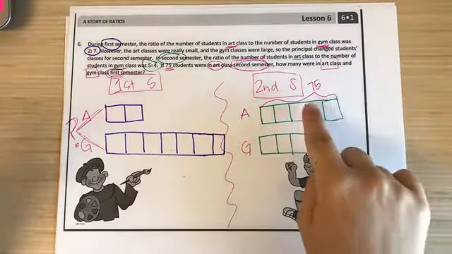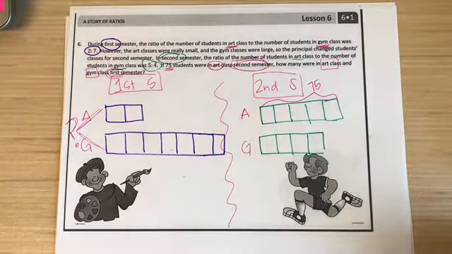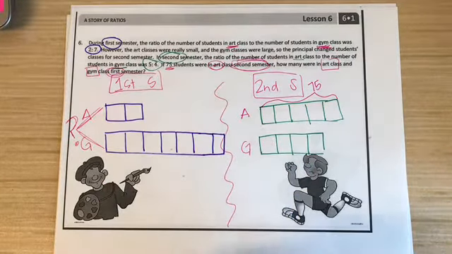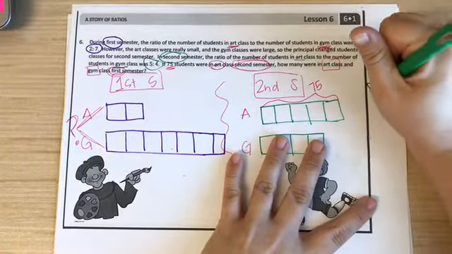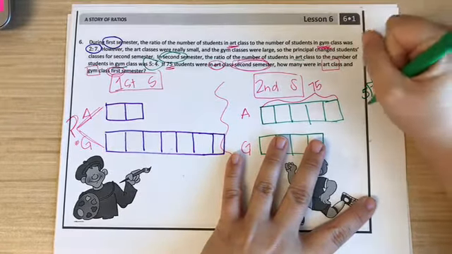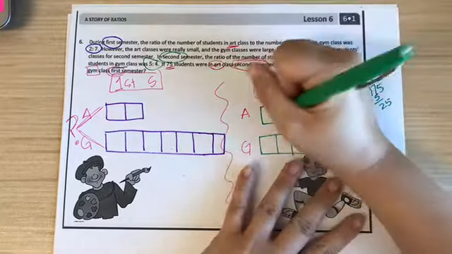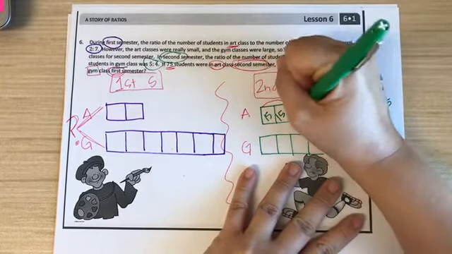Okay, so let's start with what we do know, 75. We're going to split that up amongst these equal groups. There are 5 equal groups. 75 divided by 5. Okay, so it's going to be 15 in all of these.